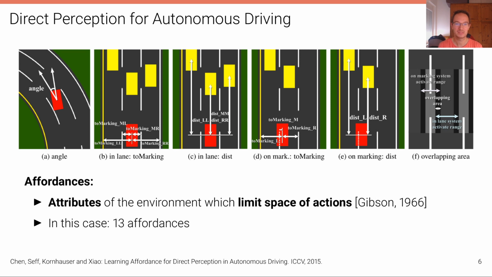Okay? So we have overall 13 affordances, but not all of them are relevant at the same time. It depends on which state the vehicle is in. If the vehicle changes from the middle lane to the left lane, then it's in this on-lane-marking state, and then only these affordances are relevant. If the vehicle is on a particular lane, then these affordances are relevant. And the relative angle with respect to the road is always relevant, of course, for steering.